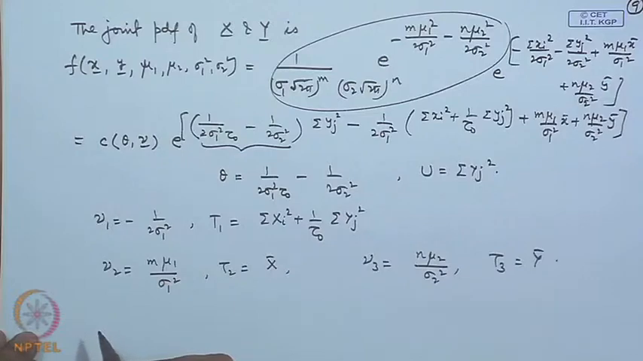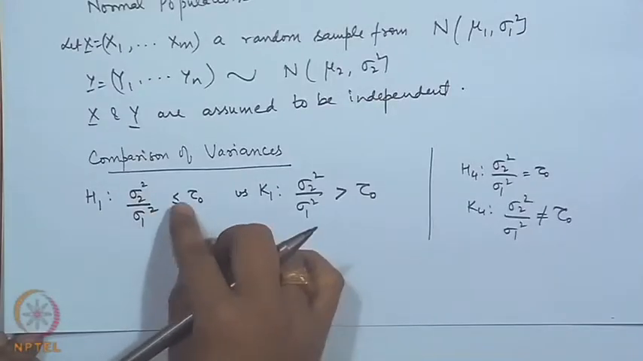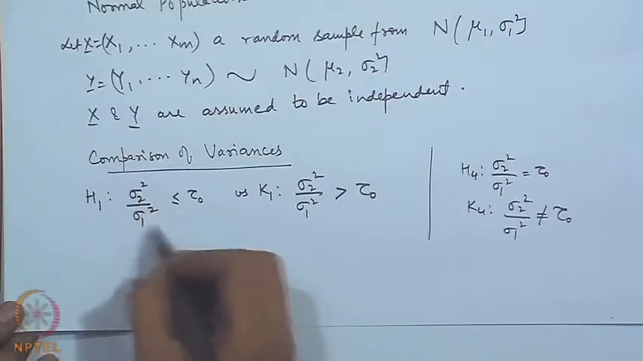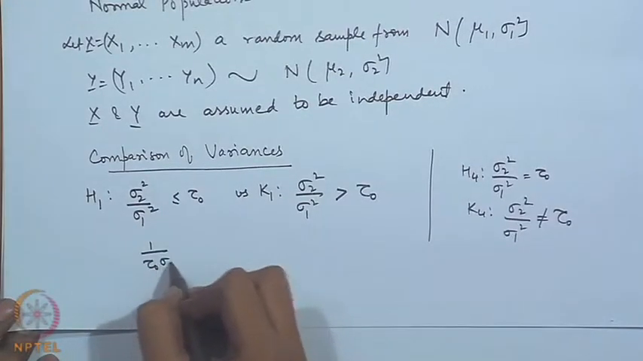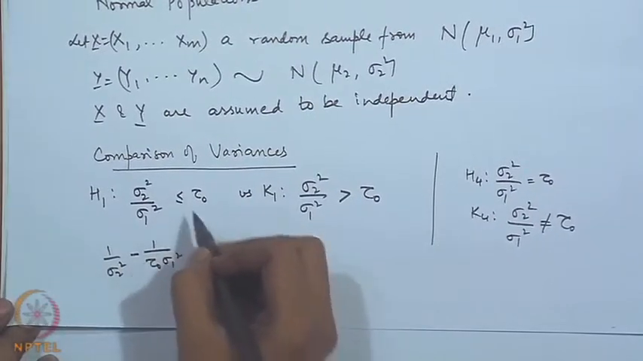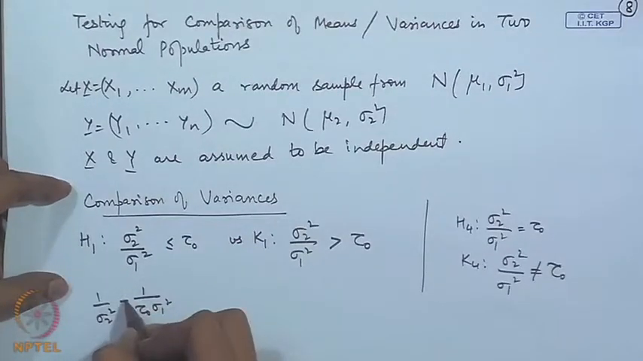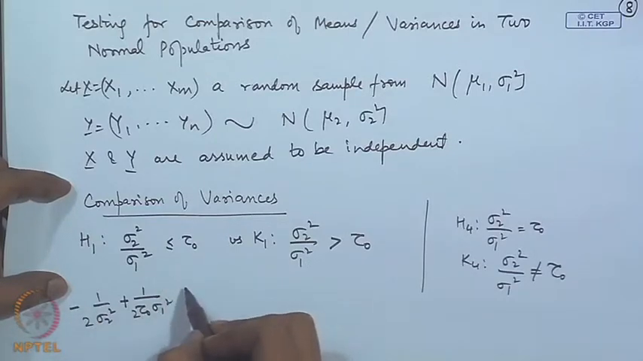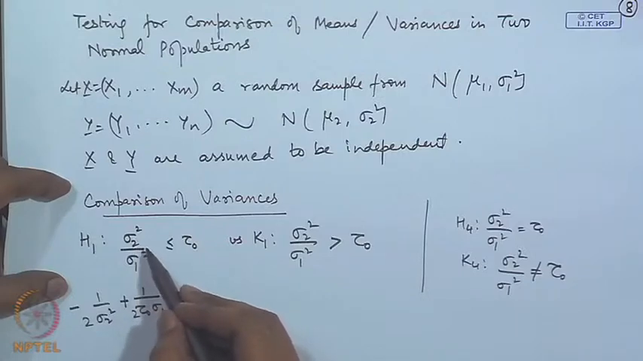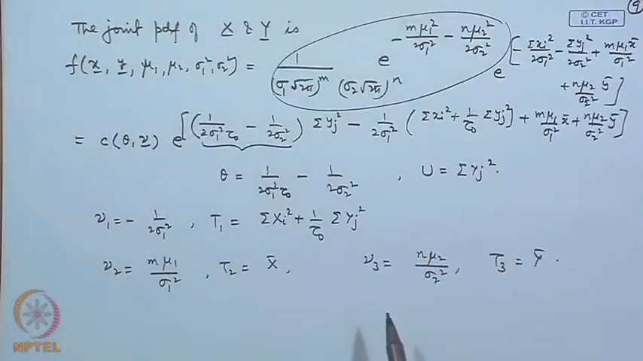So, if I am considering the testing problem, say H 1, that is sigma 2 square by sigma 1 square less than or equal to tau naught, we can express it as 1 by tau naught sigma 1 square, and I divide here. So, 1 by sigma 2 square, and I put 2 here. So, this will become plus, this will become minus. So, if I take sigma 2 square in the denominator here and bring it to the left hand side, this becomes less than or equal to 0. So, this theta term that I am having is equivalent to less than or equal to 0.